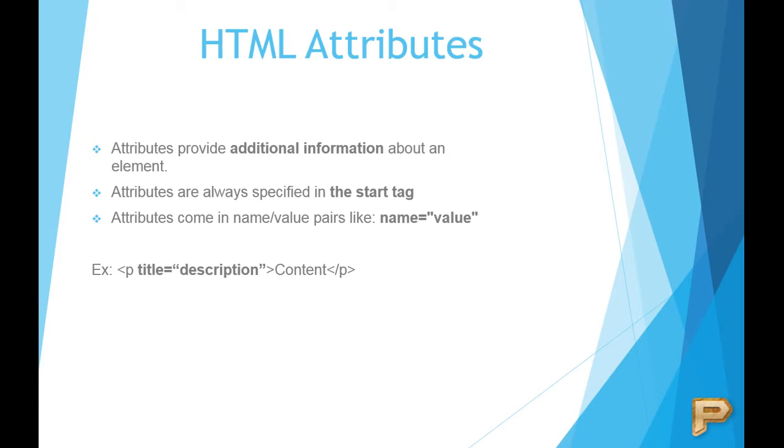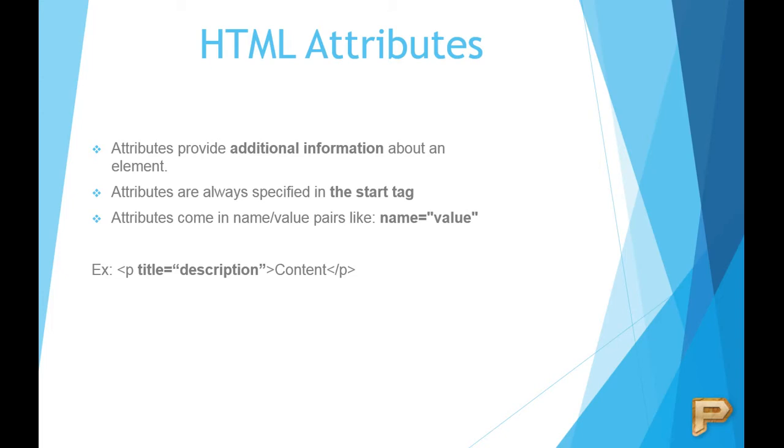So here, the title that you are seeing, title equals description, this is the additional information. This is the attribute of a tag. In the first point, attributes provide additional information about an element. So the element over here is the paragraph tag, the additional information here is the description, and the attribute is the title.